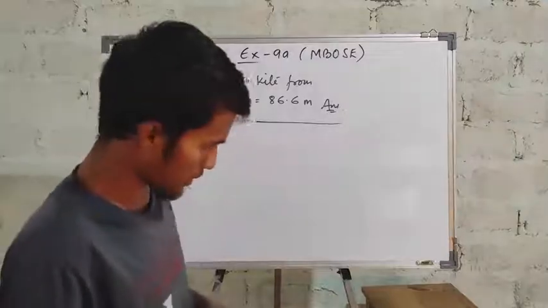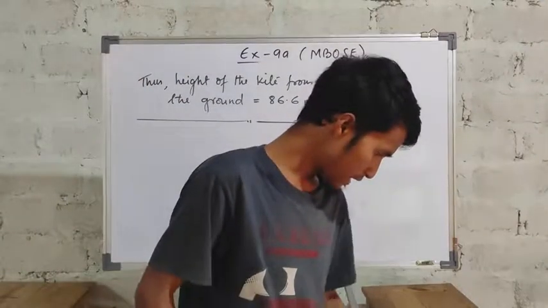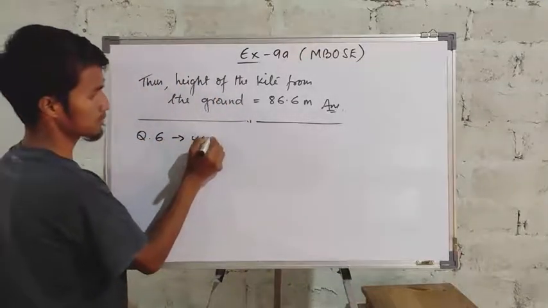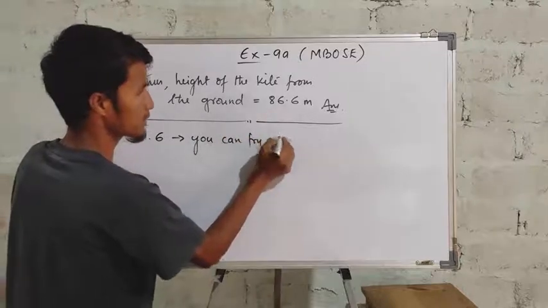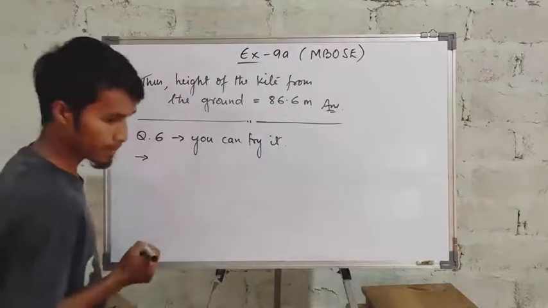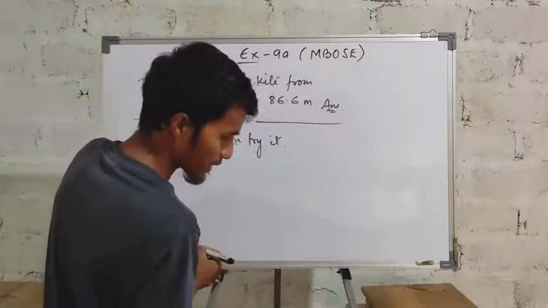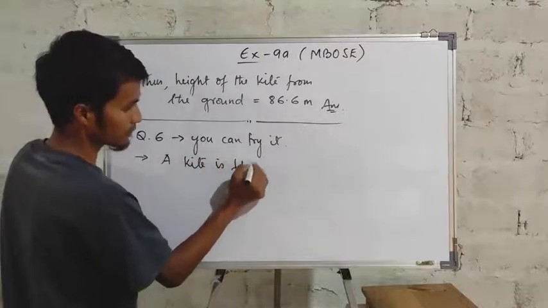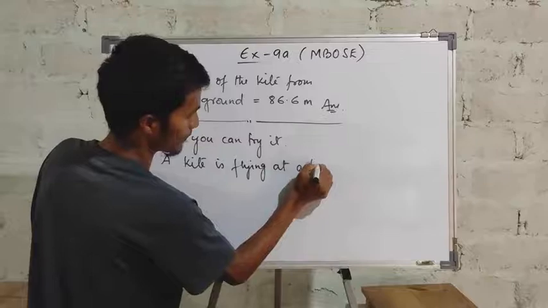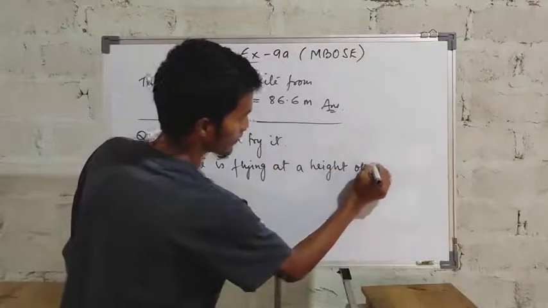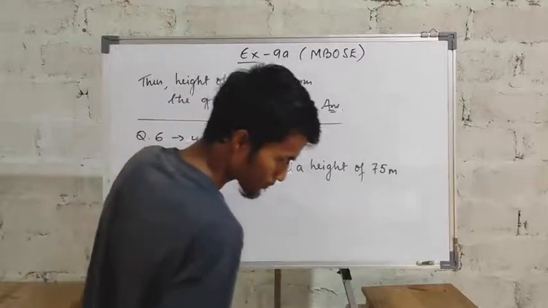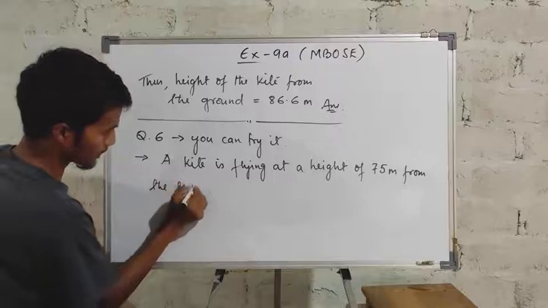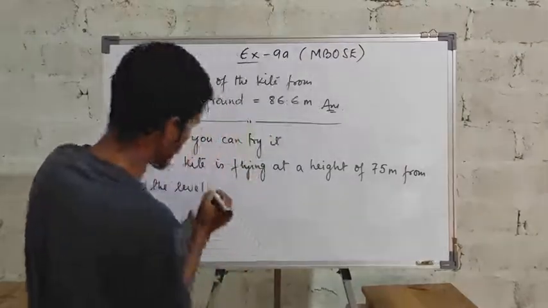And let's look at question number 6. Kite is flying at a height. Now this question number 6, you can do it by yourself. Can try it. Question number 6 is like this. The kite is flying at a height of 75 meter from the level ground.